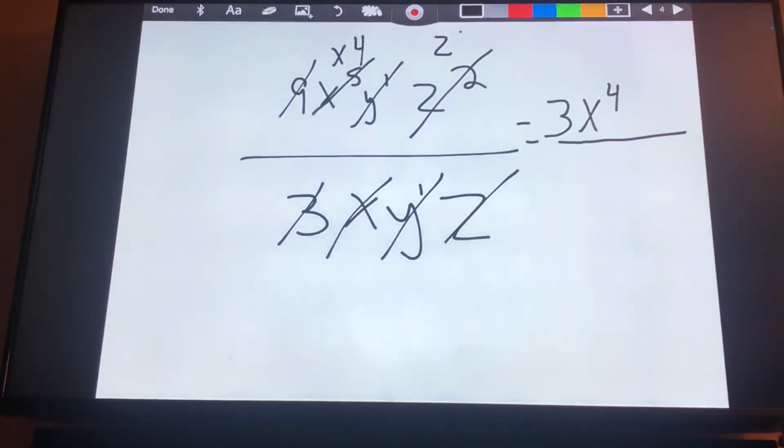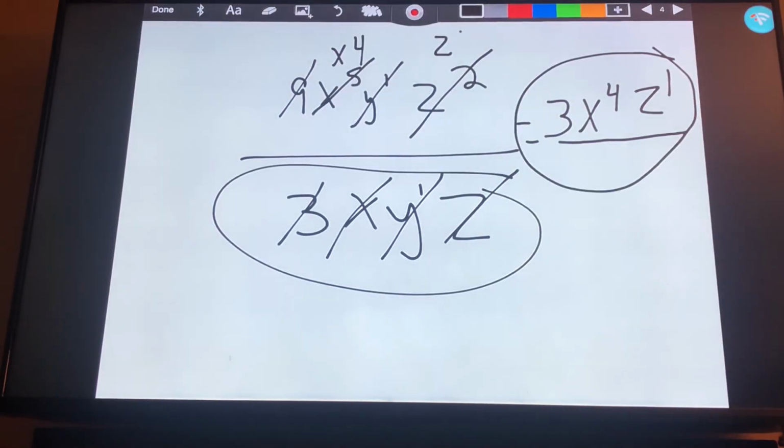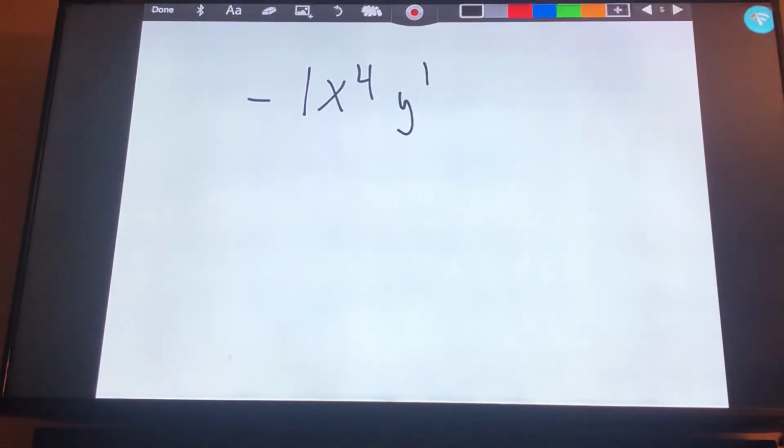Is this over anything? No, because we canceled out the entire bottom. So this is the second portion of our answer. Okay? Alright, flip over to the next part. We have, now this is a minus 1x to the 4th, y to the first, z to the 5th, all over the same problem we've been using, 3xyz.